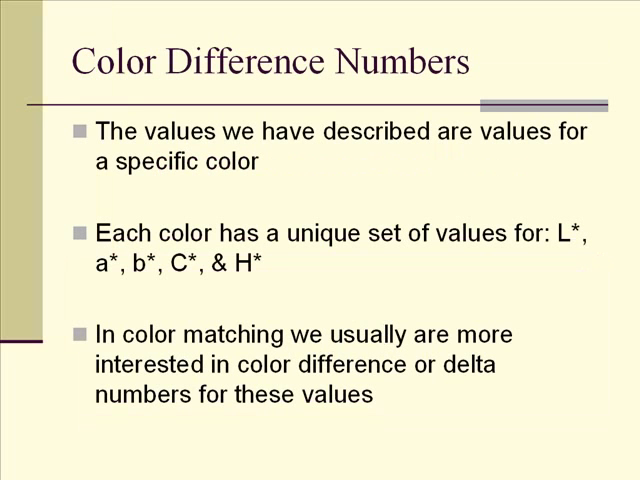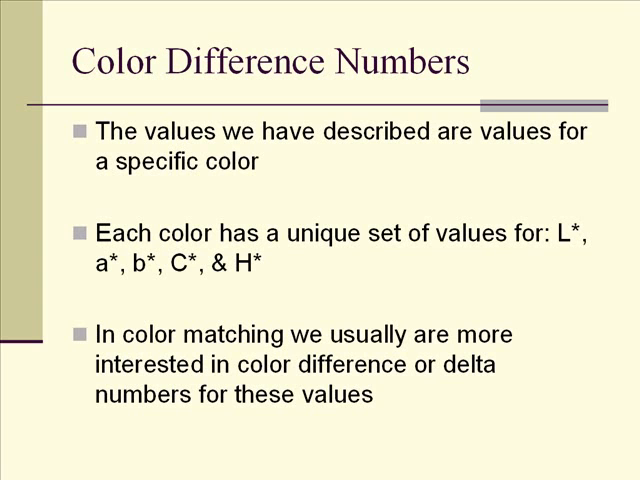Values we have described are values for a specific color. Color difference numbers are what we're really interested in. Each color has a unique set of values for L star, A, B, C, and H, which represents a certain color. But in color matching, the absolute numbers aren't the most important thing. What we're more interested in is the delta numbers, or the color difference numbers.